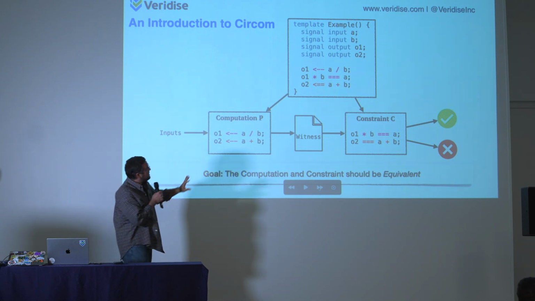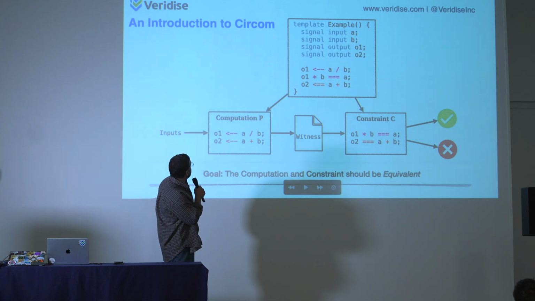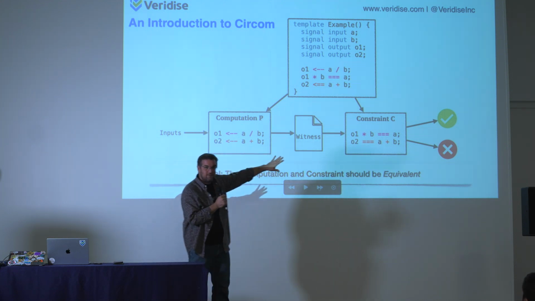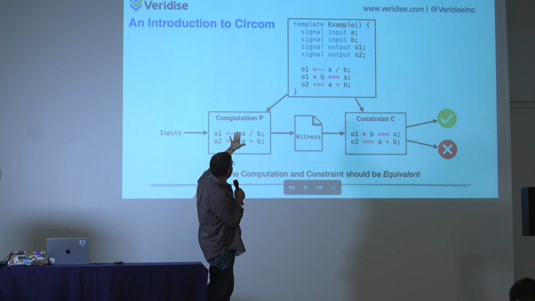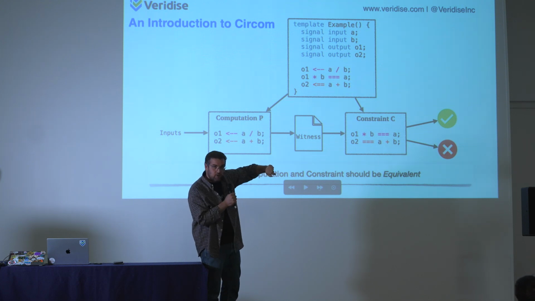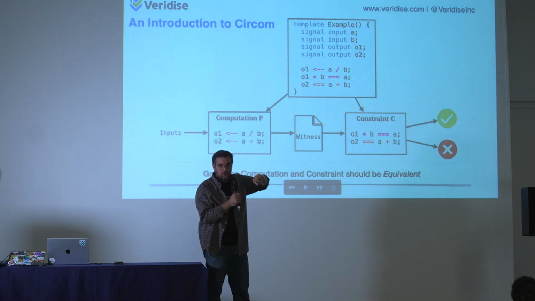Right? So basically, let me just give you a basic example of a circuit written in Circom. This is a very simple circuit just for demonstration purposes. It doesn't do anything intelligent. It has two inputs, A and B, and two outputs, O1 and O2. O1 is just the quotient of A and B, and O2 is just the sum of the two.